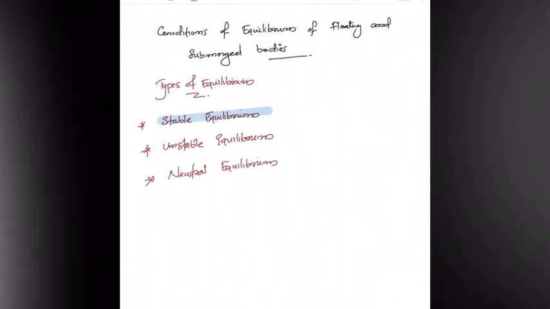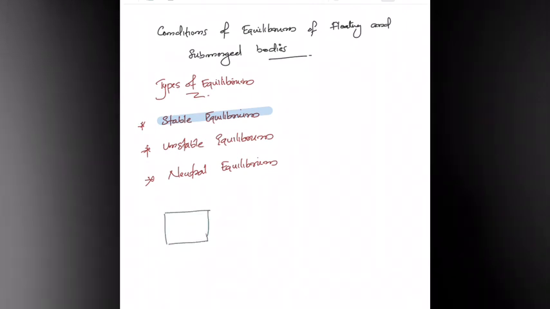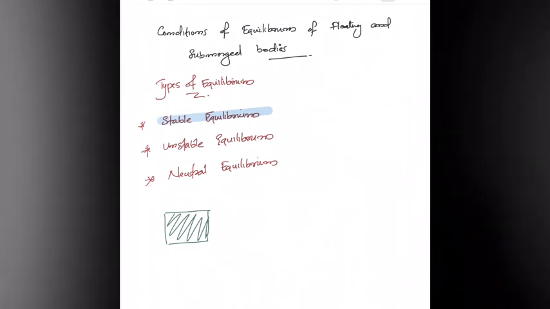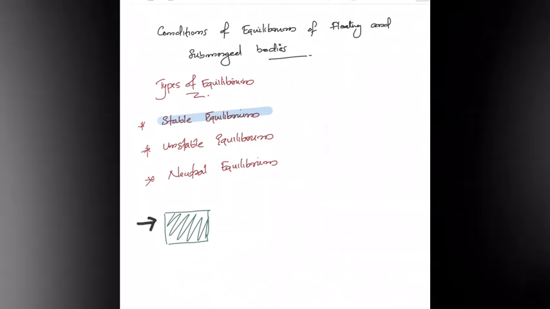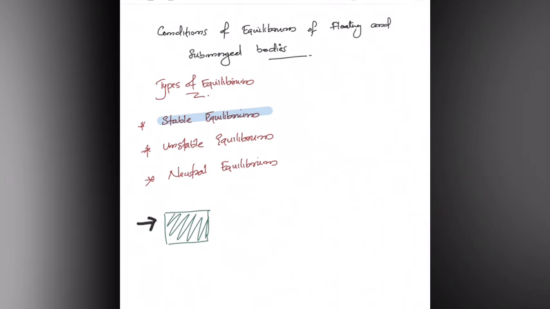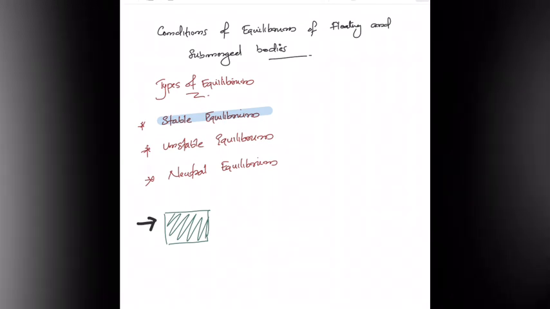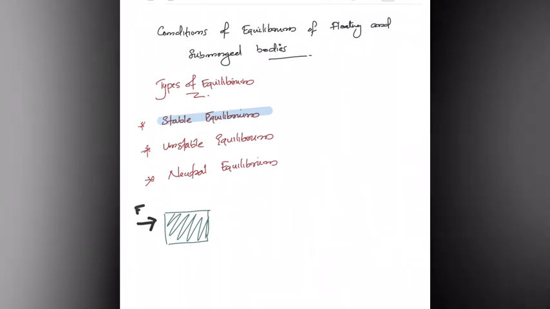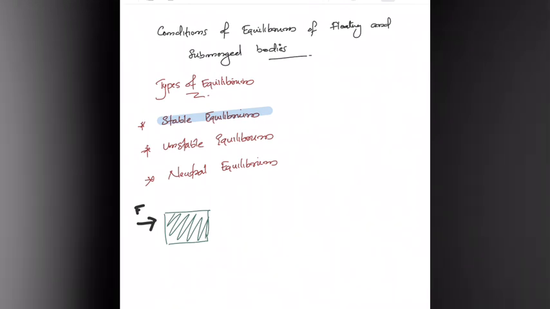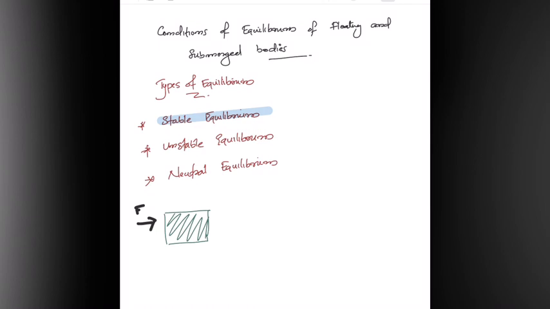For example, consider that there is a box like this, and if we try to displace this box towards the right direction, this is a hypothetical or imaginary condition. I am using this example to describe stable equilibrium. So there is a box and we are applying a force F to displace it. When this box is displaced, if it returns to its original position when the force is removed, we can say that the box is in stable equilibrium.